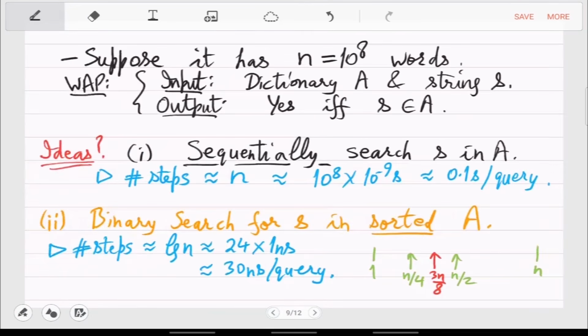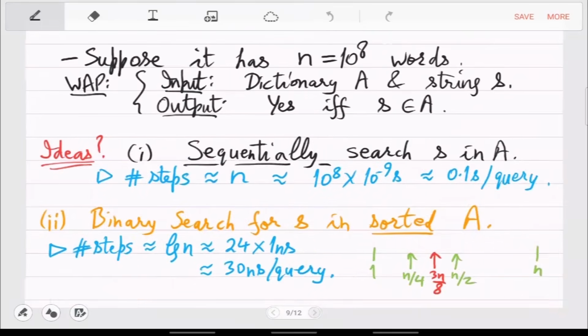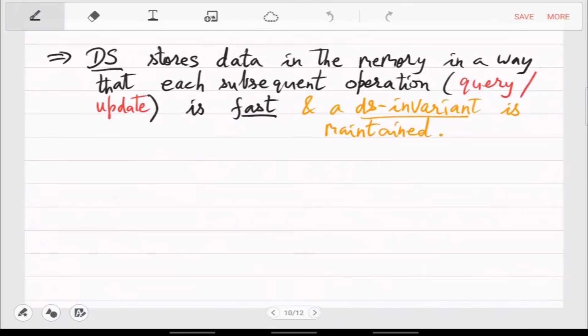Yeah, so that is the first primary example of a DS. Sorted array. I can give one more example, or in fact a problem which uses this.